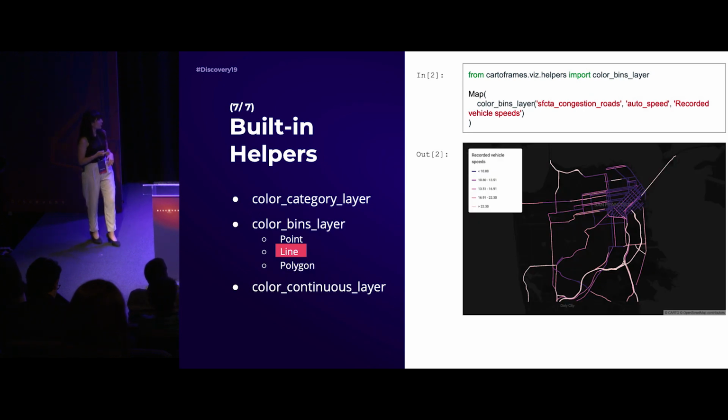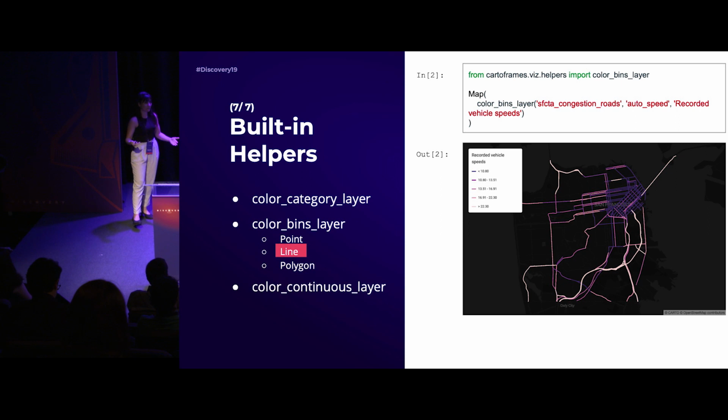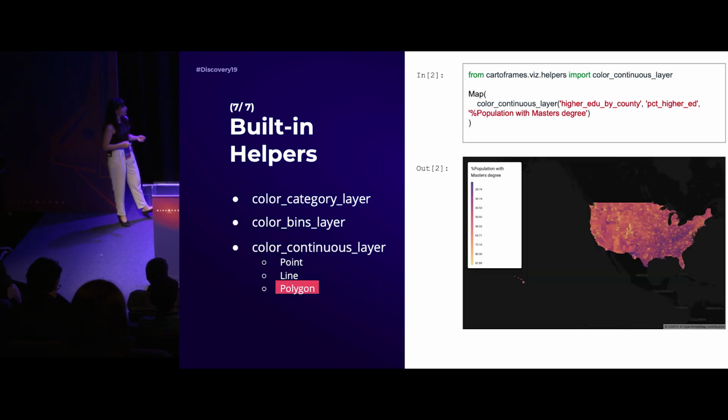Same here for the line, and I'm going to do an example of each geometry and each legend because it works in the same way. But it's great to see the differences between the geometries and how we are generating the legends. And in this case, this is the gradient I was talking about before. So for the color continuous layer, this is how the legend is generated.